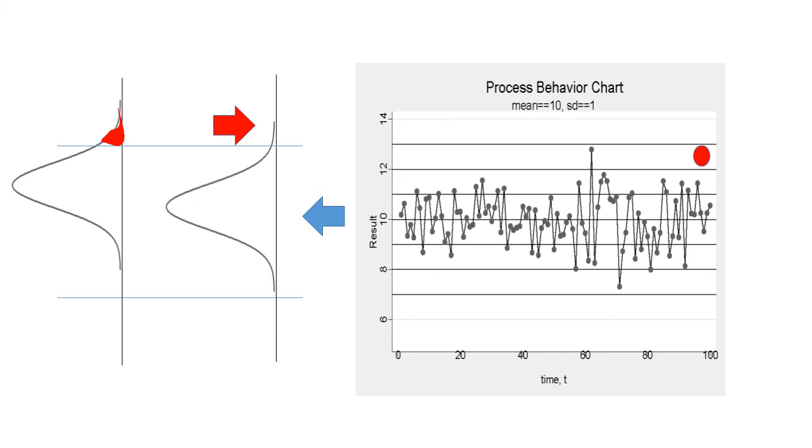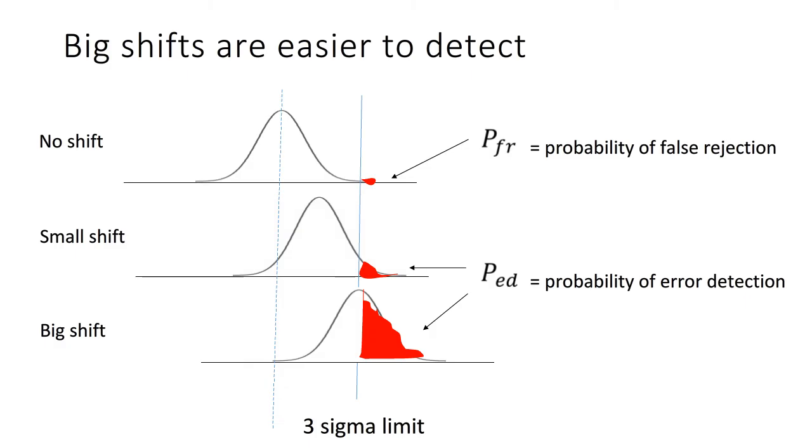Our question is, how well would this rule work, and what kinds of errors could the rule detect? So let's look at how this would work. This slide shows 3 different distributions. The distribution in the top panel is stable and has no shift at all.